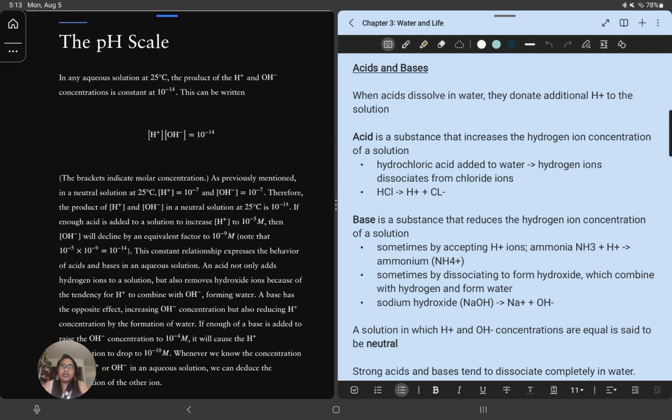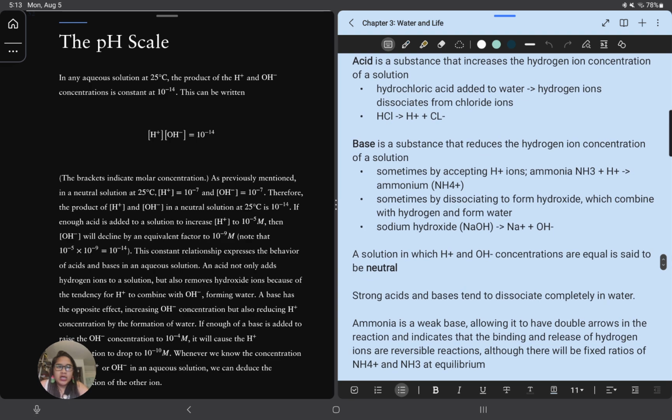So for acids and bases, I wrote, when acids dissolve in water, they donate additional H plus to the solution. An acid is a substance that increases the hydrogen ion concentration of a solution. So hydrochloric acid added to water results in hydrogen ions dissociated from chloride ions. So HCl turns into H plus and Cl minus.